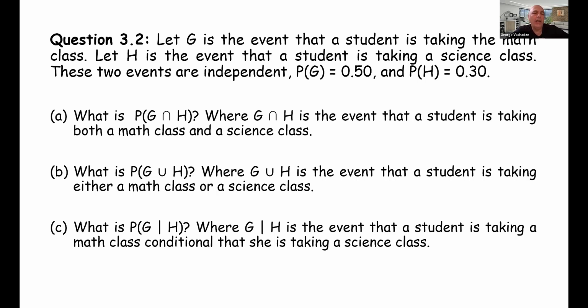either G or H. And finally, we have question C, which asks what's the probability that the randomly taken student takes math class conditional that the student takes science class, and this is denoted G conditional H. So H happens and we are looking for the probability of G. So those are the three questions we would like to answer.